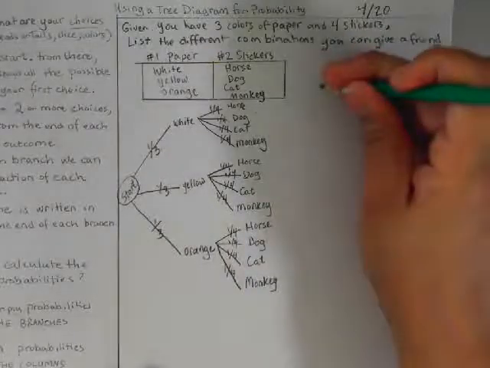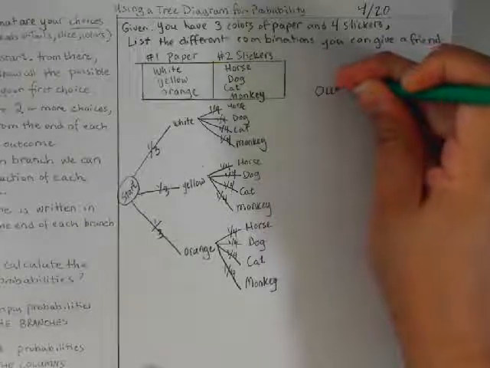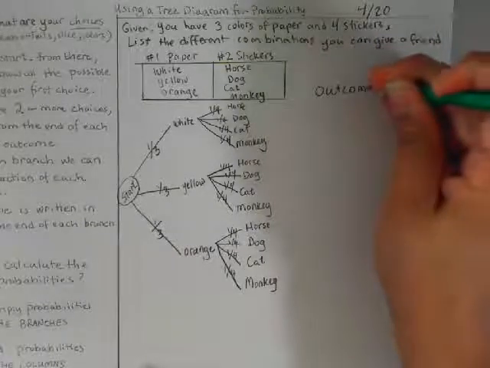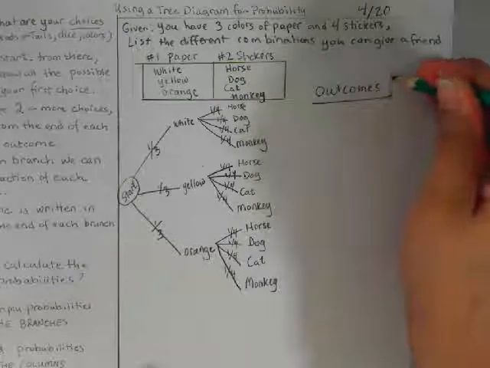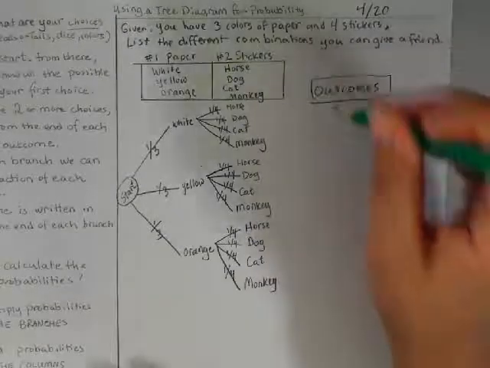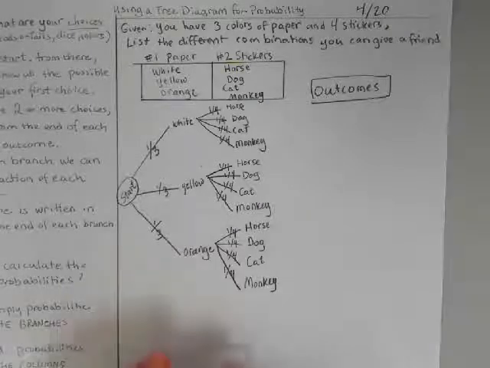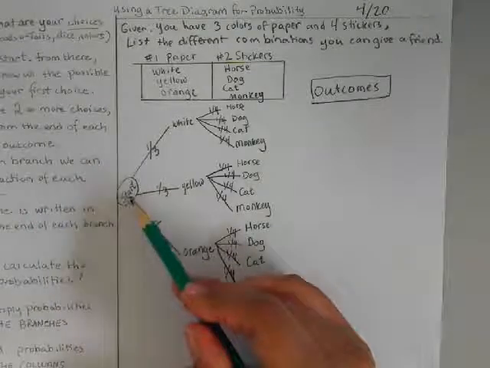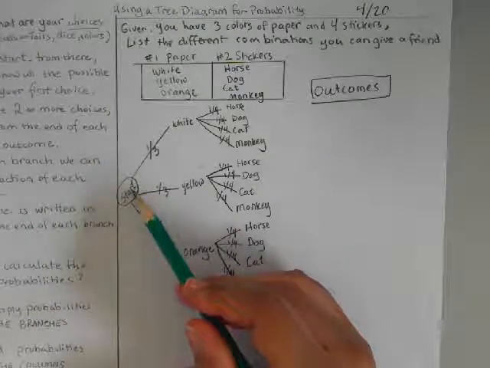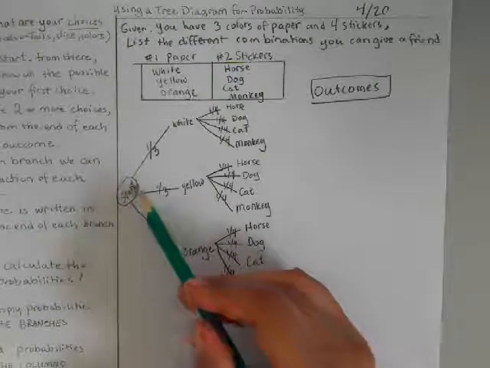And here's the fun part. Our outcomes are where we list out what could you possibly have gotten. If you are closing your eyes and you are picking a piece of paper and then you are picking a sticker, what are the possible combinations that you could give to a friend, as we said. So what we're going to do is starting at the start, we're going to go through and list out, just using the words first, what could we possibly get.